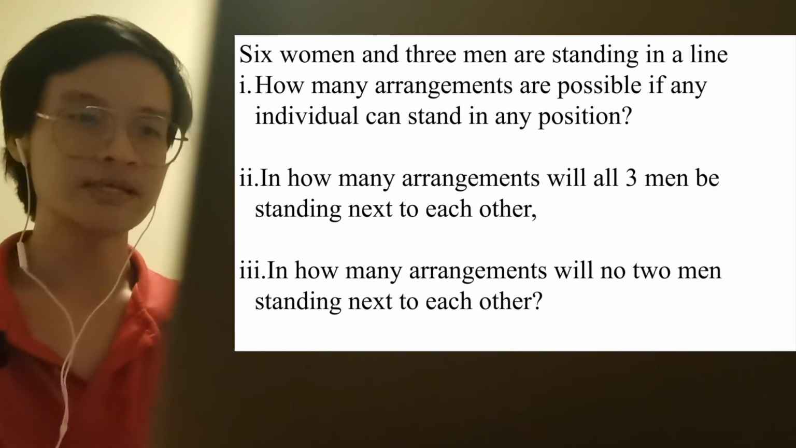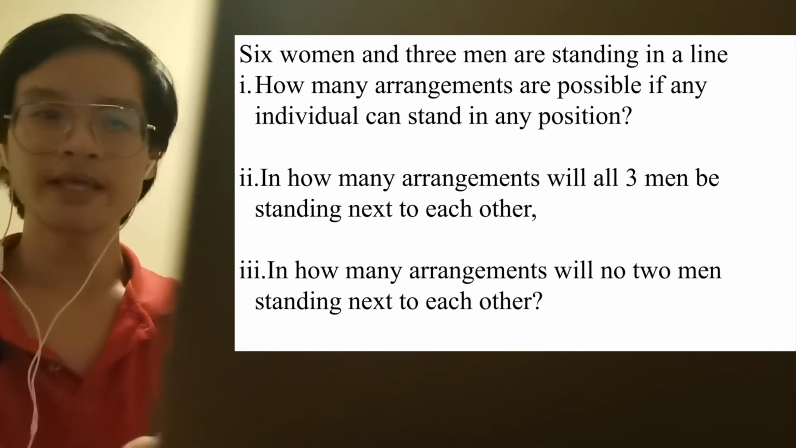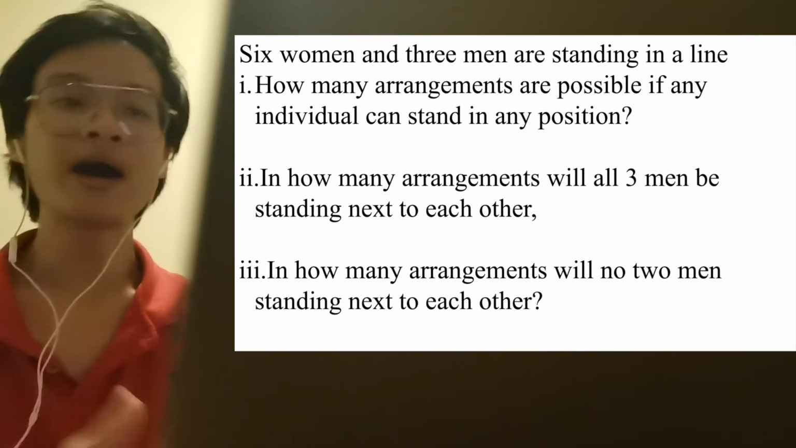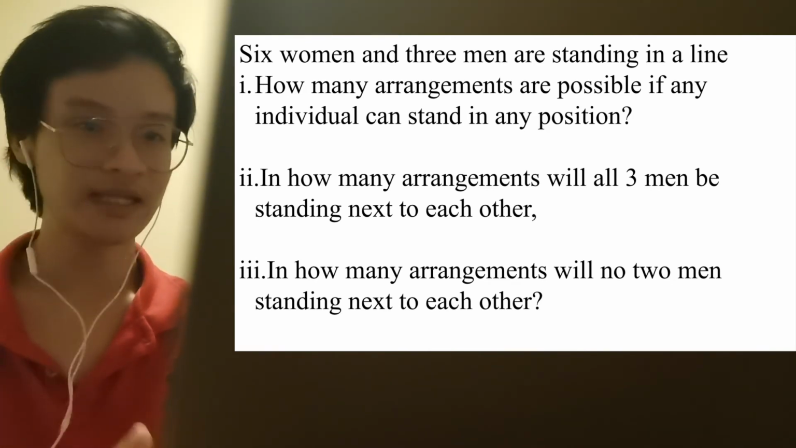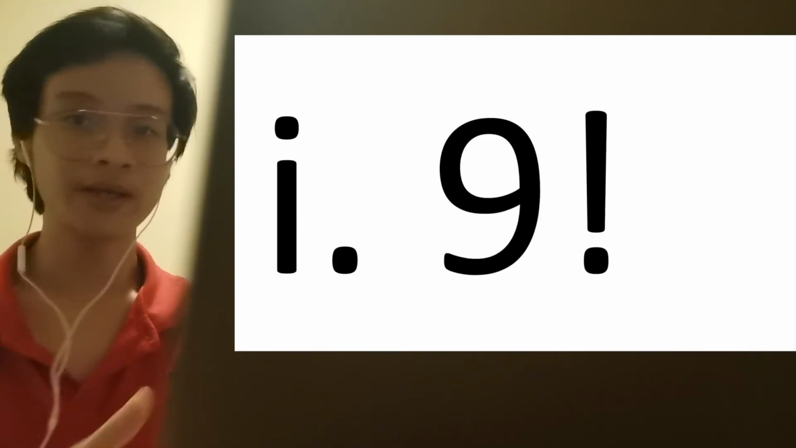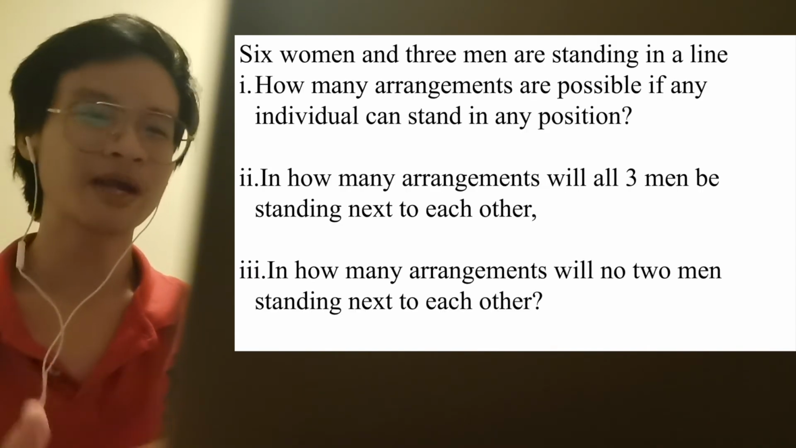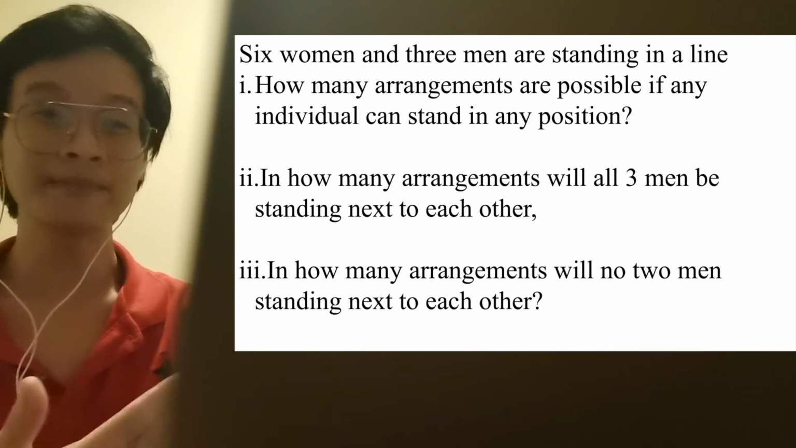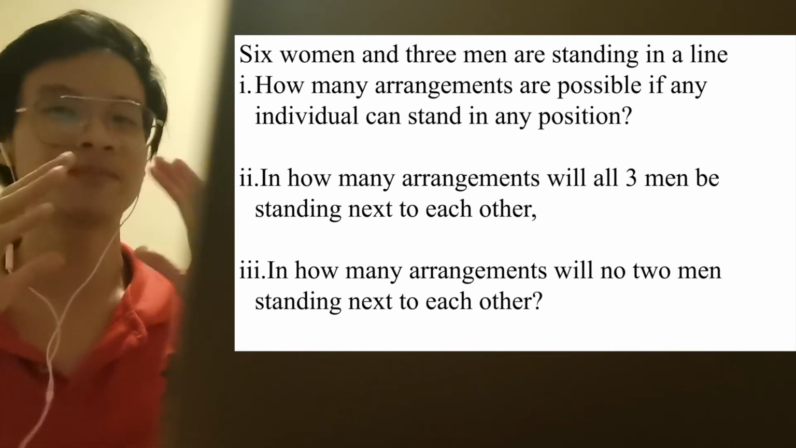Okay, second example question. 6 women and 3 men are standing in a line. How many arrangements are possible if any individual can stand in any position? Okay, this is quite straightforward, no constraint. So 9 factorial. Second part, in how many arrangements will all 3 men be standing next to each other? So we need all 3 men together.